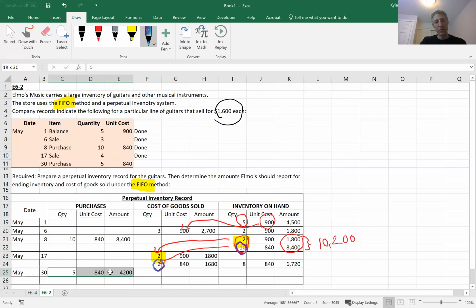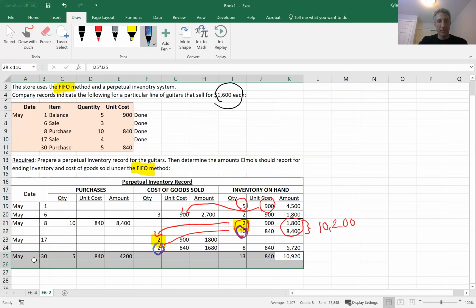Now we're adding 5 units to that. Since this is the same unit price, I'm able to combine these into a single line. Remembering that if you have unique unit prices, as of every date, there needs to be that number of lines to represent that. But since these unit prices are identical, I can combine them here. So I originally had 8 units, and I bought 5 additional units. The unit price is 840, which gives me an inventory balance on the balance sheet of 10,920.